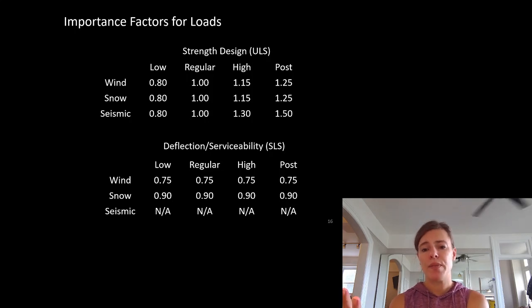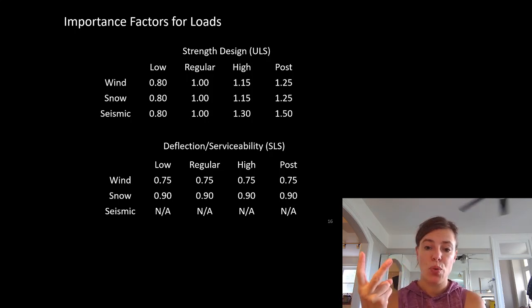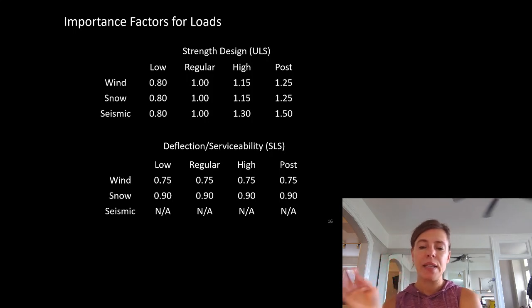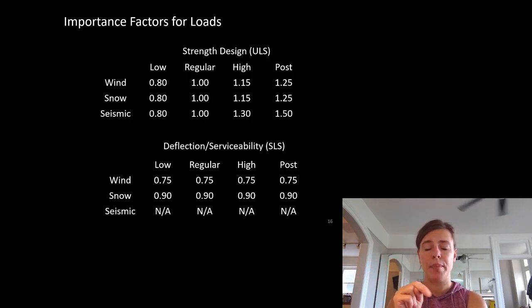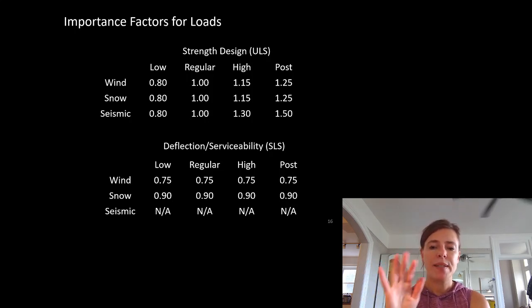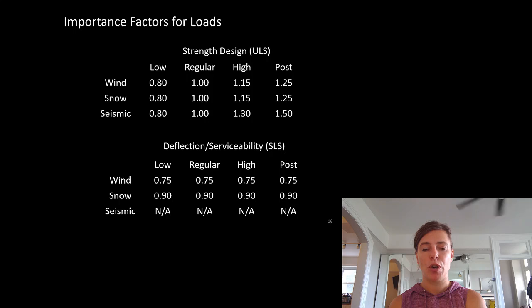So what do these importance factors look like? We break our design up into two things: strength and serviceability. I talked about those two things last term, and even last lecture I talked about serviceability having different criteria, whether it's dead and live or live by itself. I said we're going to talk more about that later in the term. One of the places we're going to talk about that is how we apply our importance factors.